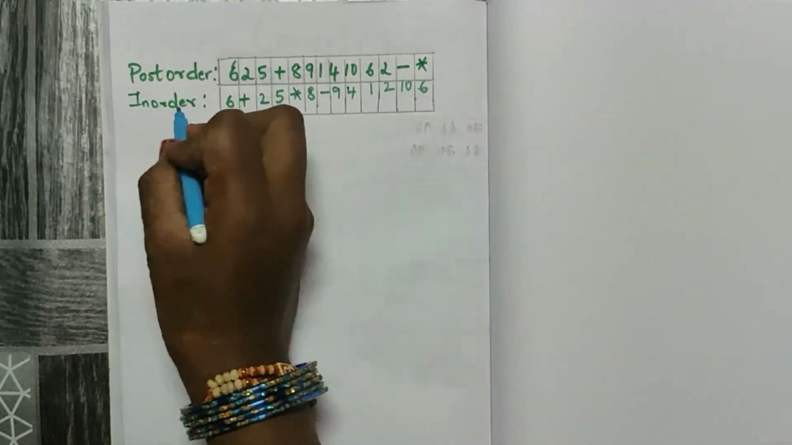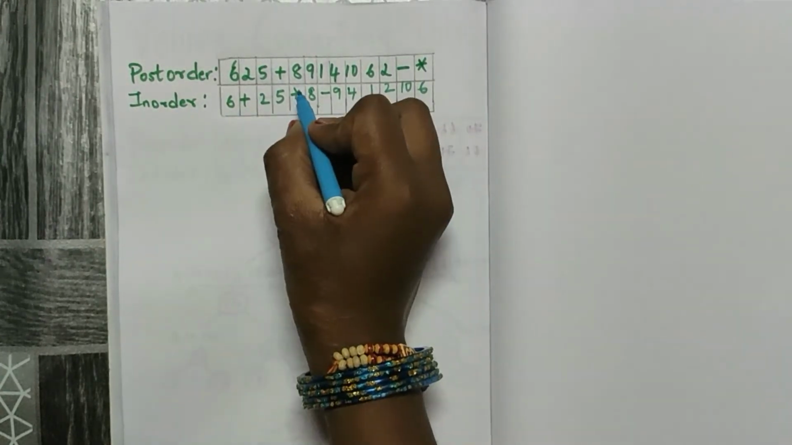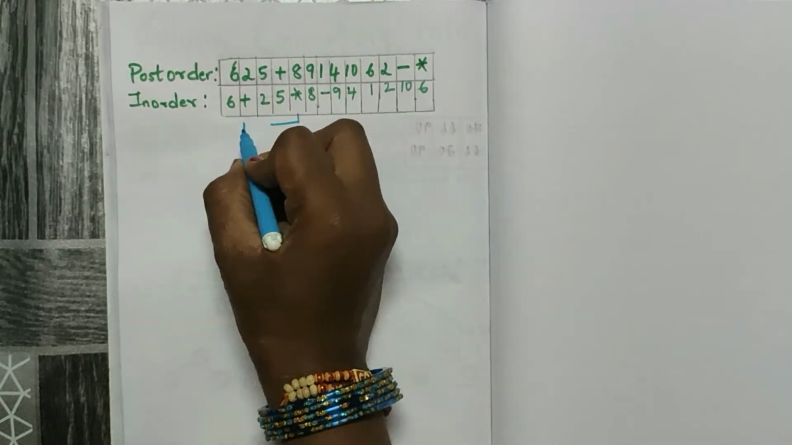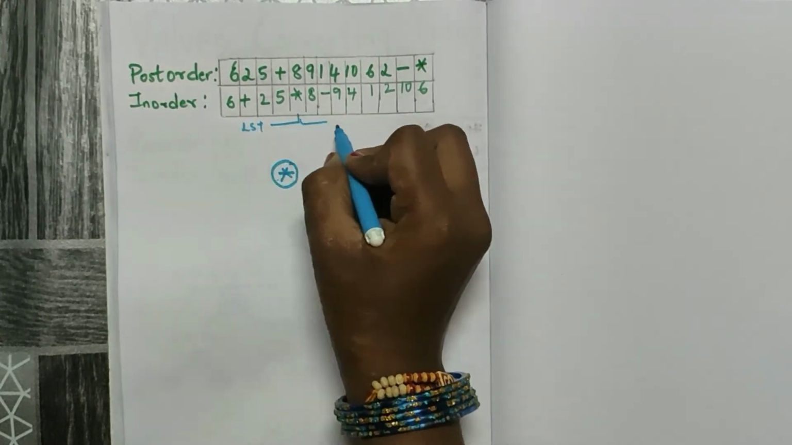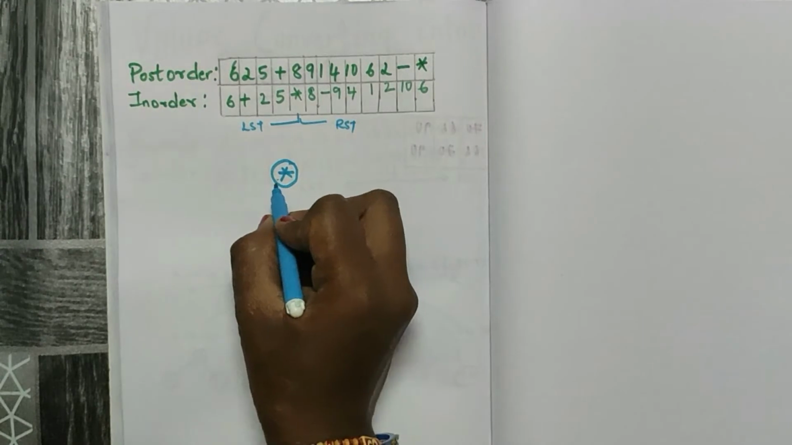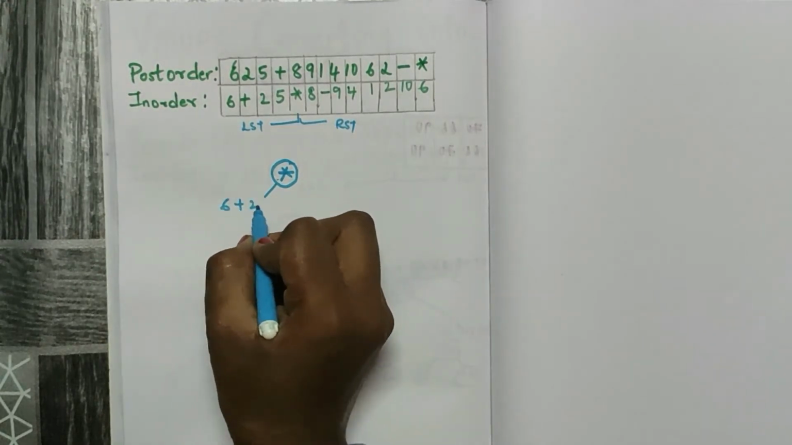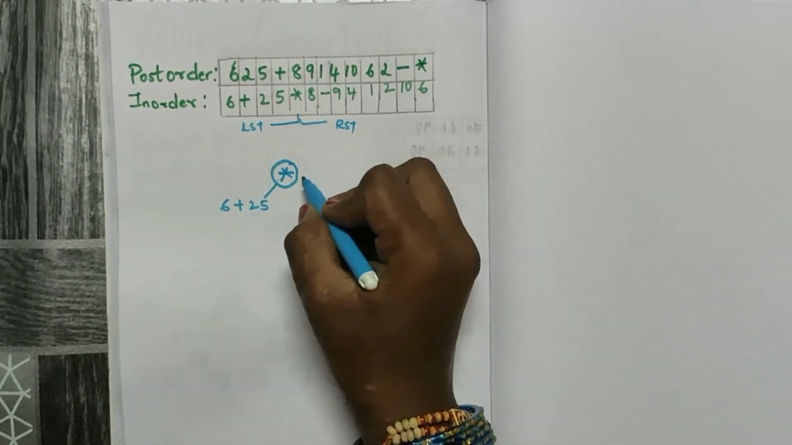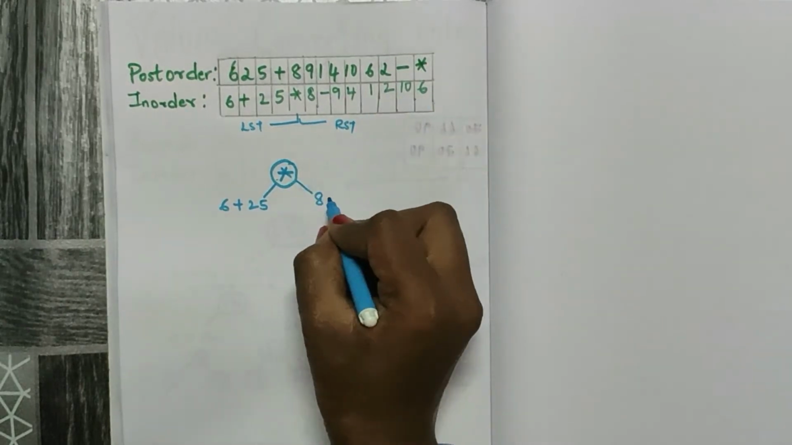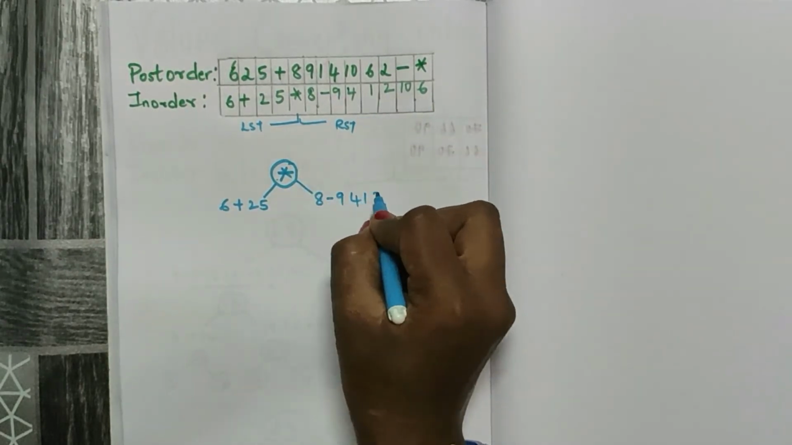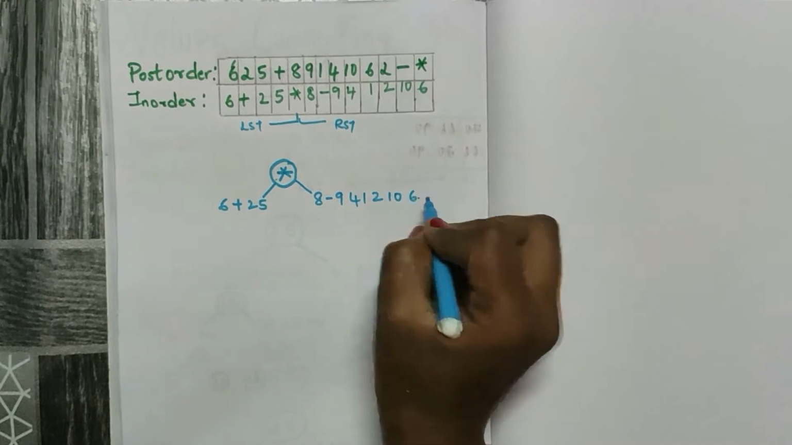Now you need to find that in order. So if you find, it's over here. So this will be your left and this will be your right. So let's note it down. So 6 plus 2, 5. So this is in the left and all this remainder is in your right. This is 10 and then 6.